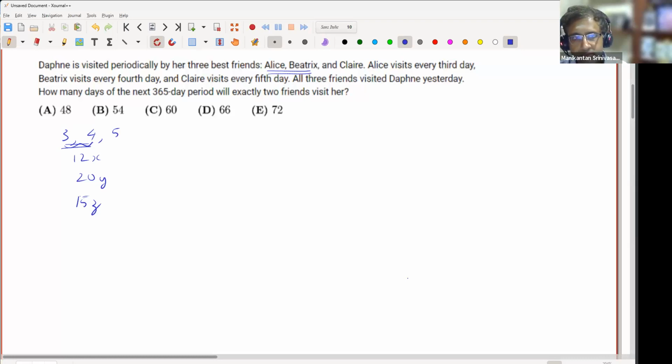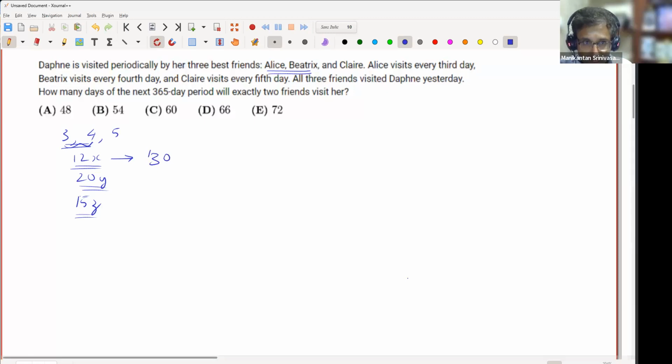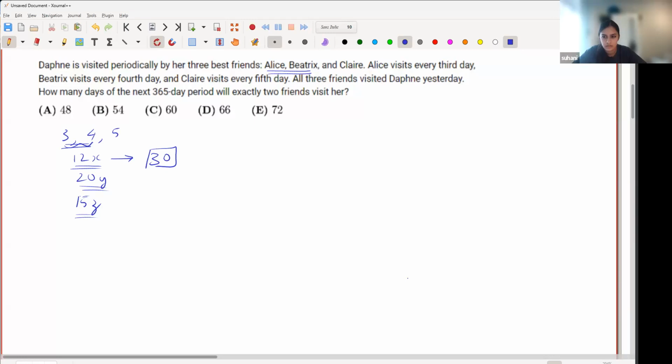Suhani, just continuing on the 12x a little bit. Oh, sorry, can you repeat that? So, I understood till 12x, 20y, and 15z. Okay. So how many days will be there when A and B, as in the 3s and the 4s, will meet or visit, but not Claire? So would it be 30? 30 would be for A and B visiting, right? But not Claire. So how many of these 30s will have Claire also? 36? Why 36?